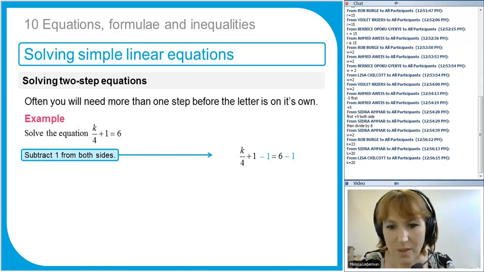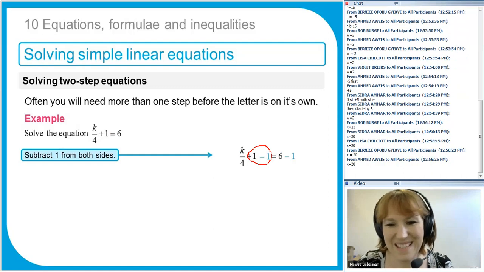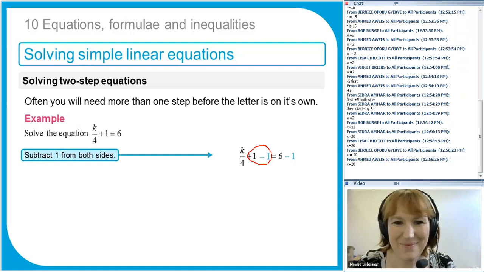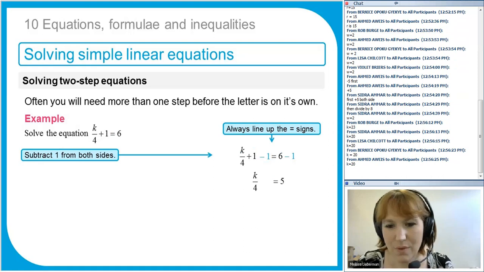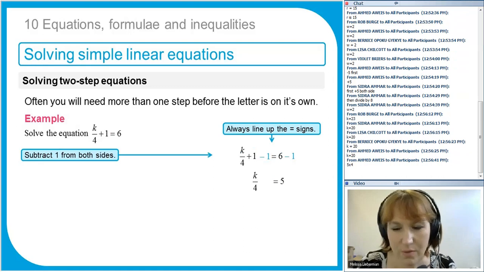If we subtract 1 from both sides, we've got k over 4. These just become 0, because that's what we wanted, is to get 0 there. And then 6 take away 1 is 5. So we've got k over 4 equals 5. How are we going to get k on its own now? So we've got k divided by 4 equals 5. So we need to multiply by 4 to get rid of the divide by 4 on the left-hand side.